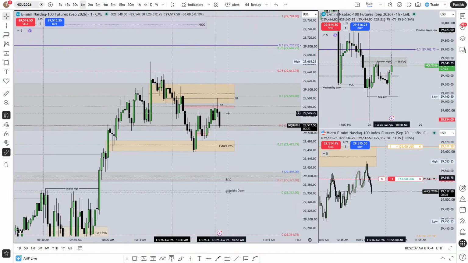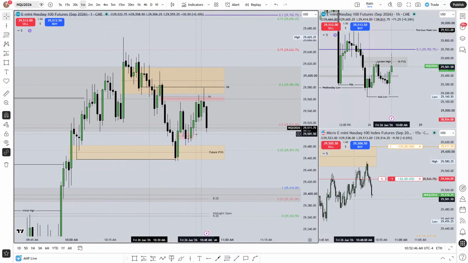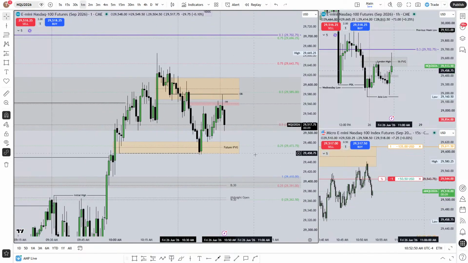But we're seeing good signatures here now. I like how the bodies are respecting this. They couldn't even close at the midpoint. The wicks did the damage into the inversion fair value gap, holding that midpoint. Just want to see us continue.